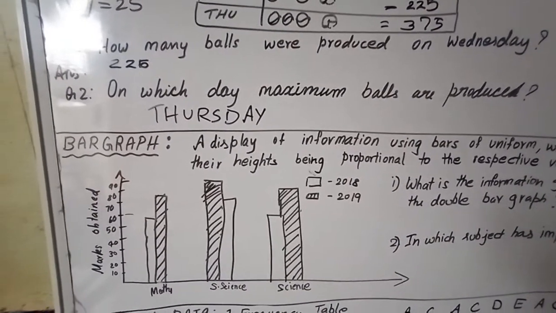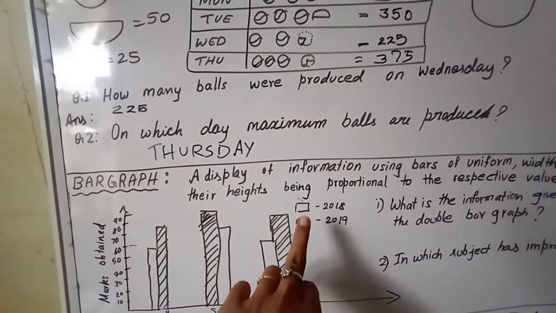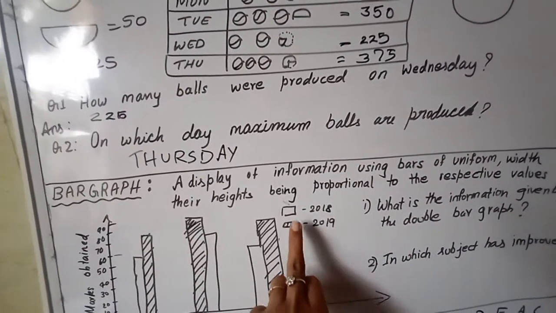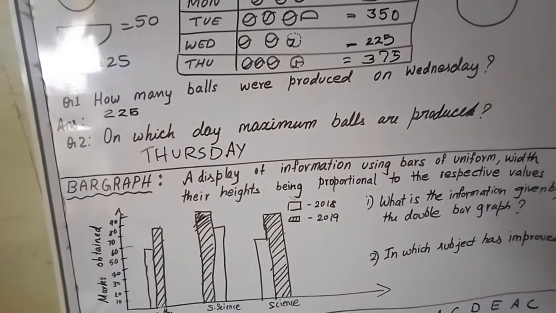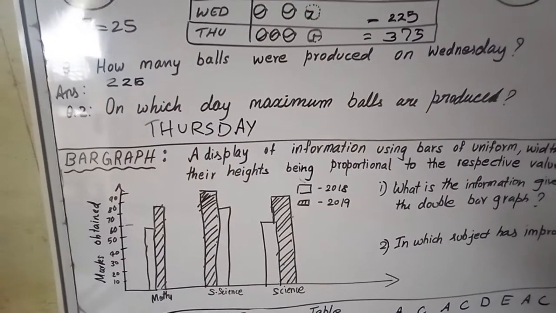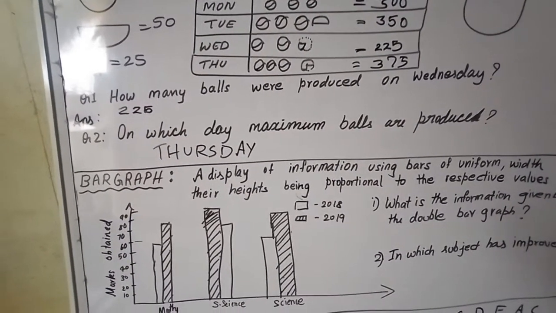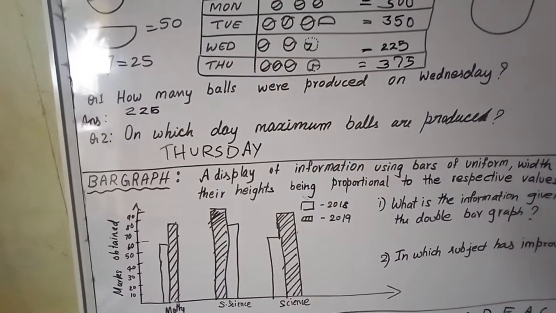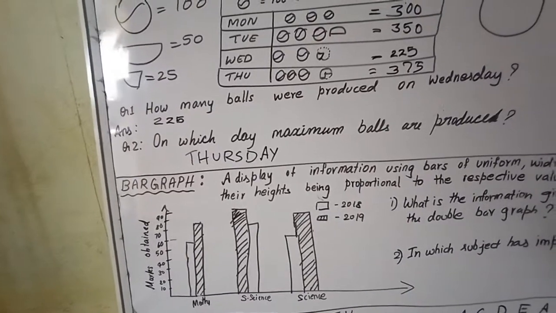Here they have given marks obtained in maths, social science, and science. In the corner, they have given one empty box for 2018 and one lined box for 2019. So it indicates that they are going to compare the 2018 year performance and the 2019 year performance.